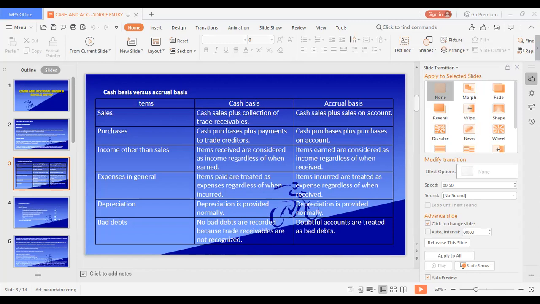So net increase is 260,000. We add withdrawals, deduct additional investment. We have a net loss of 140,000. Then we go to 15-11. In 15-11, what amount of retained earnings was reported on January 1?